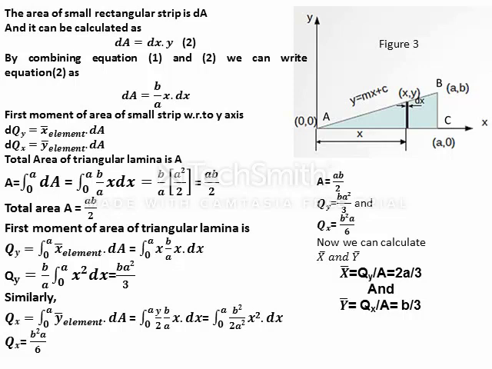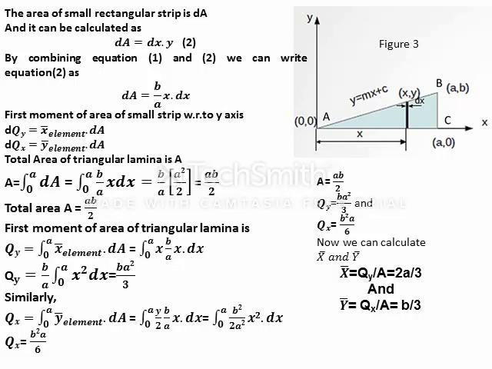In the next step, I am calculating the first moment of area of the small strip with respect to the y-axis. I am denoting it as dQy, which is equal to x bar of element into dA, that is, small x bar into dA. Similarly, I am denoting the first moment of area of the small strip with respect to the x-axis as dQx, which is equal to y bar of element into dA.